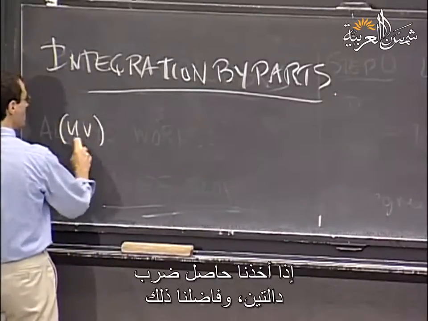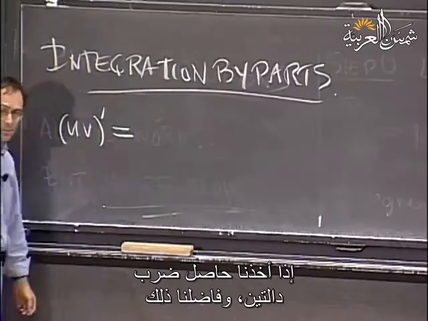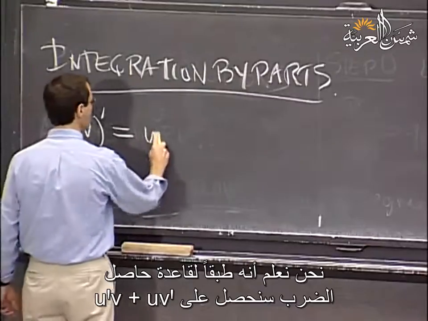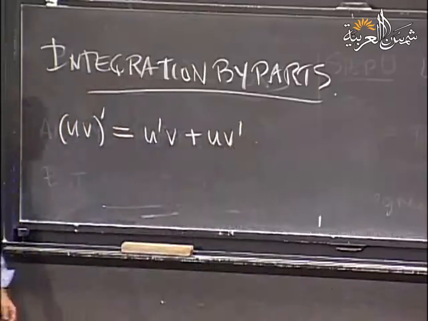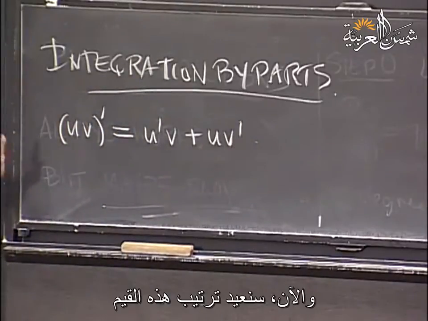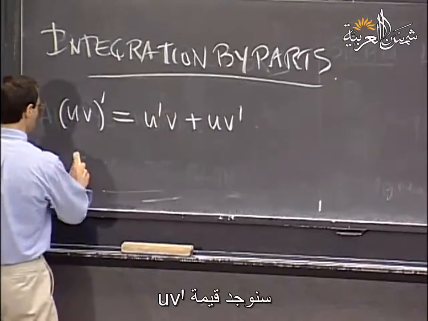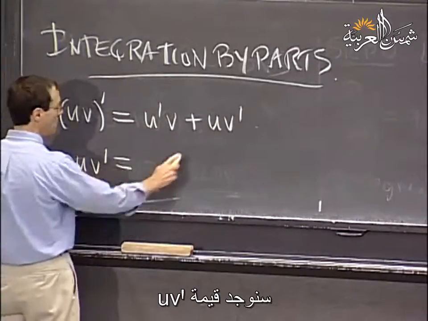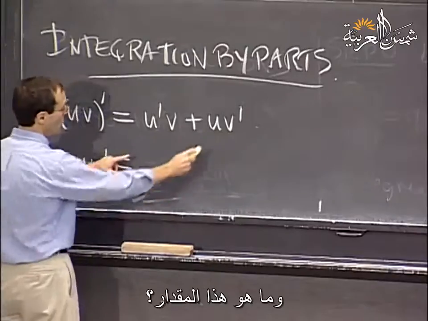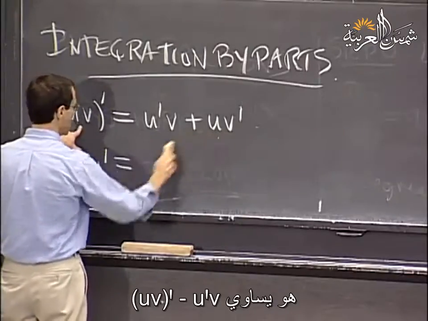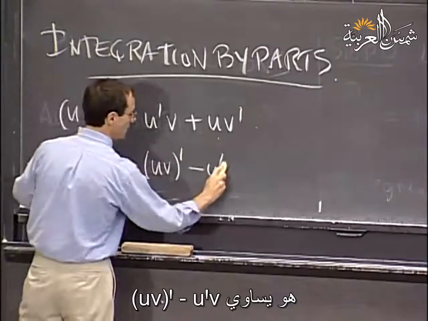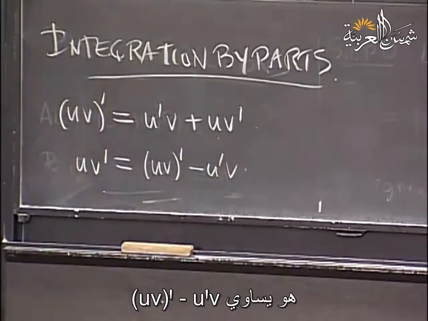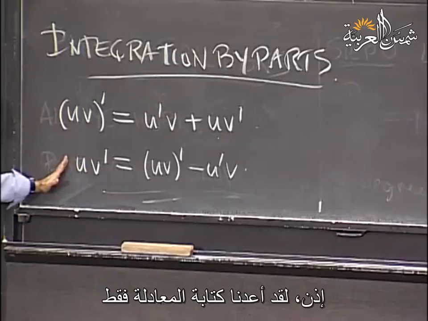If you take the product of two functions and you differentiate them, then we know that the product rule says that this is u prime v plus uv prime. And now I'm just going to rearrange this in the following way. I'm going to solve for uv prime. That is this term here. So what is this term? It's this other term, uv, the quantity prime, minus the other piece. All right, so I just rewrote this equation.